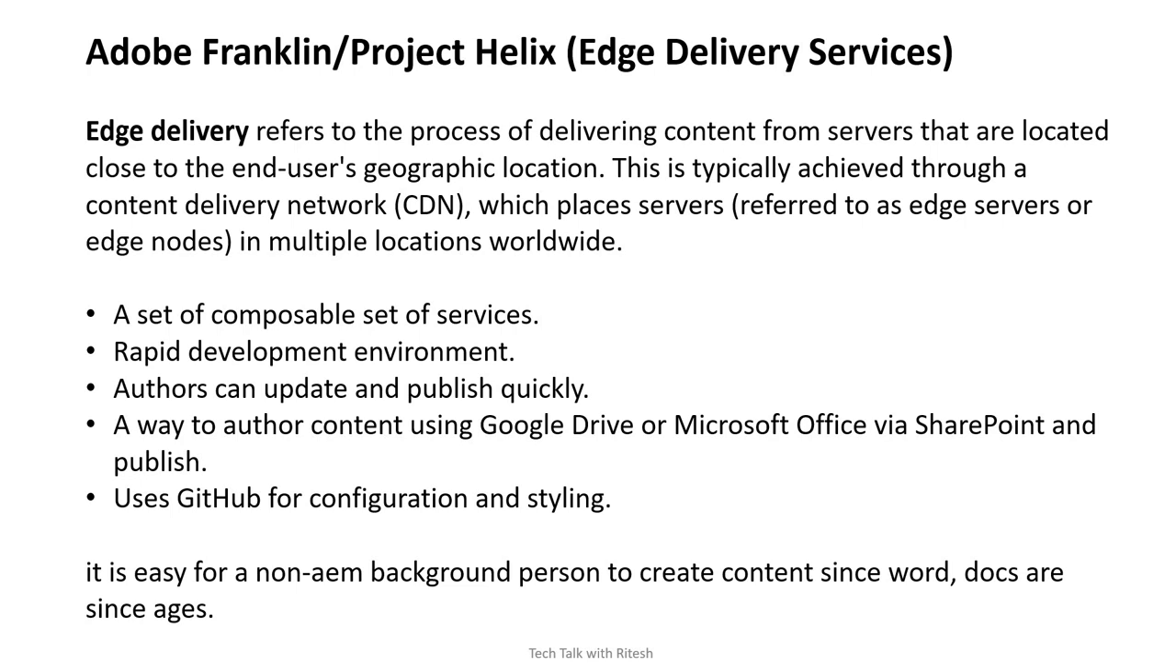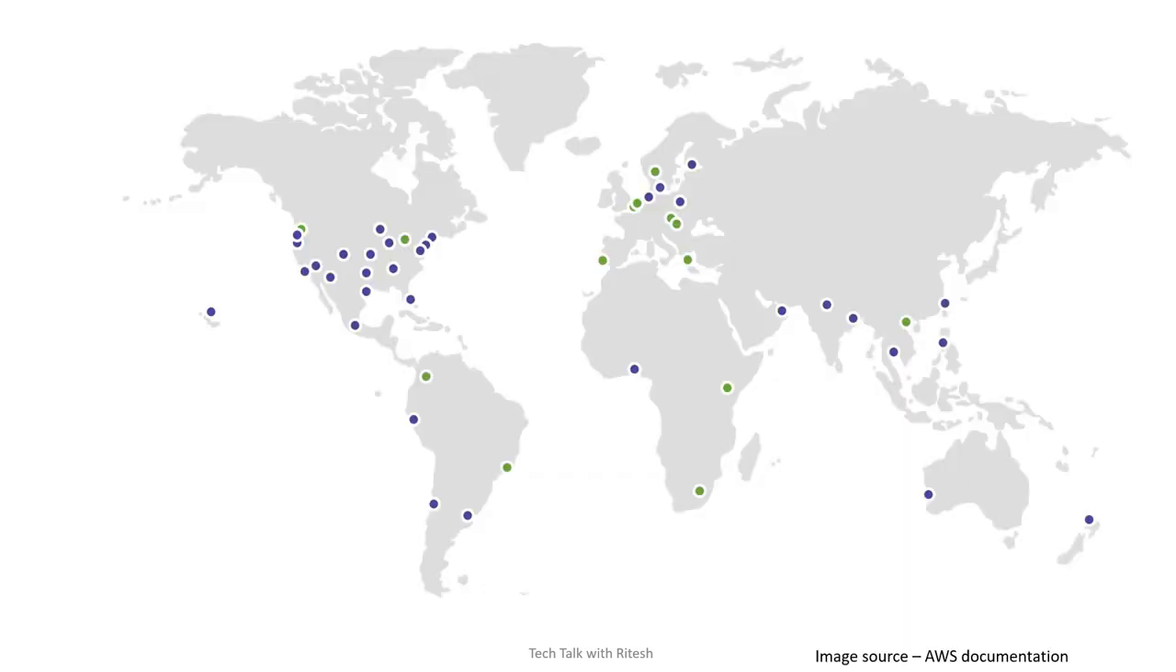Edge delivery, we all know what cloud is, and for any application hosted on cloud, edge delivery is a very normal term. Basically, as a user, I'm searching for some content on the web, and there are servers hosted in multiple geographical locations. The server very close to me should serve that request. For example, I have taken this picture from AWS documentation.